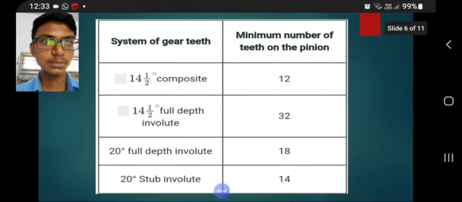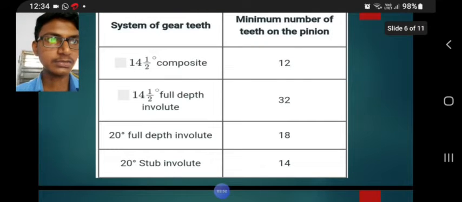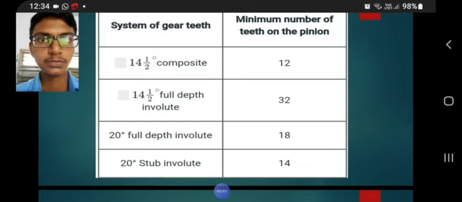And then these are some of the standard values. System of gear teeth. These are some of the standard values: minimum number of teeth on the pinion. Pinion is the small size gear.